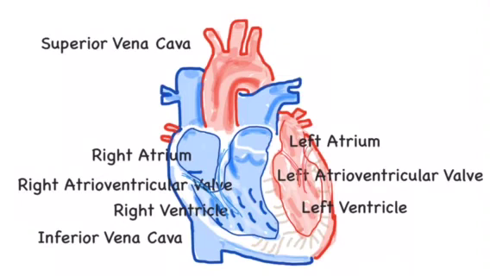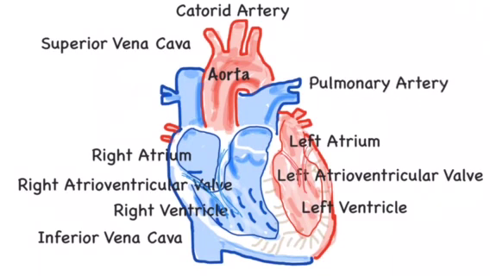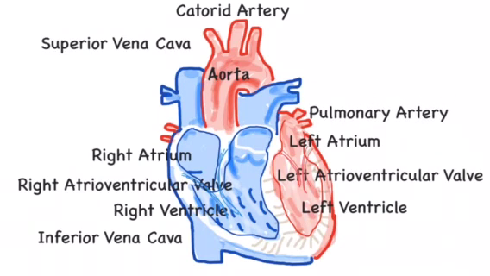The aorta is the main artery which pumps blood away from the heart. The carotid artery takes blood from the heart to the head. And then we have the pulmonary artery, which takes blood to the lungs, and the pulmonary vein, which brings blood to the heart from the lungs.